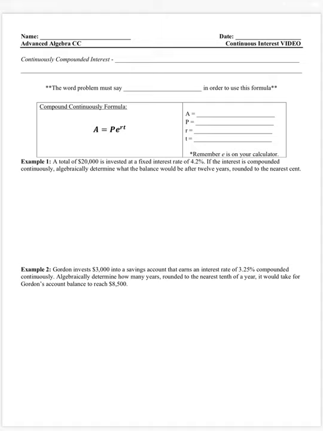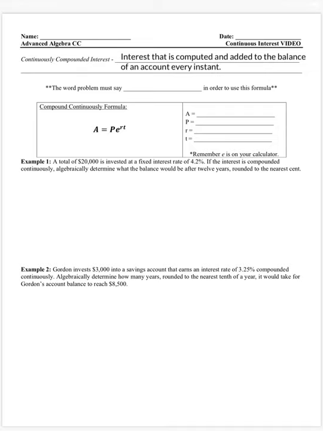So the definition that I'm going to ask you to write down, continuously compounded interest, it is the interest that is computed and added to the balance of an account every instant. It is always gaining interest. There's no stopping point, okay?